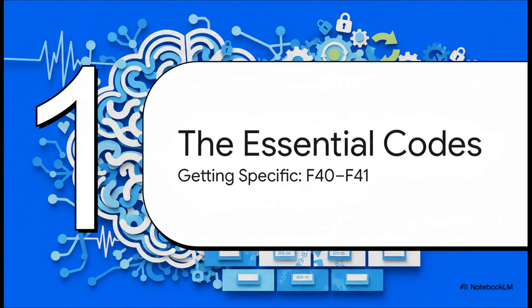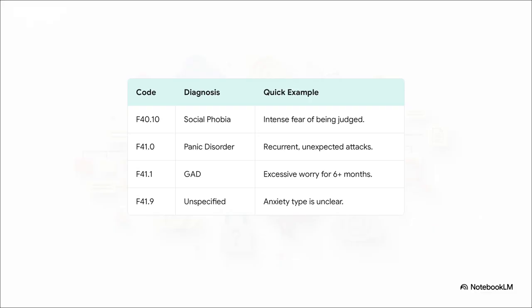All right, let's dive into the fundamentals. We're going to start with the most essential anxiety codes, the ones you'll probably be using day in and day out. So let's quickly break down the big ones. You've got F41.10 for social phobia, F41.0 for panic disorder, and F41.1 for GAD. That's the one that requires at least 6 months of that excessive worry. And then there's F41.9, the unspecified code. You should really think of this as a temporary placeholder, not the final diagnosis.